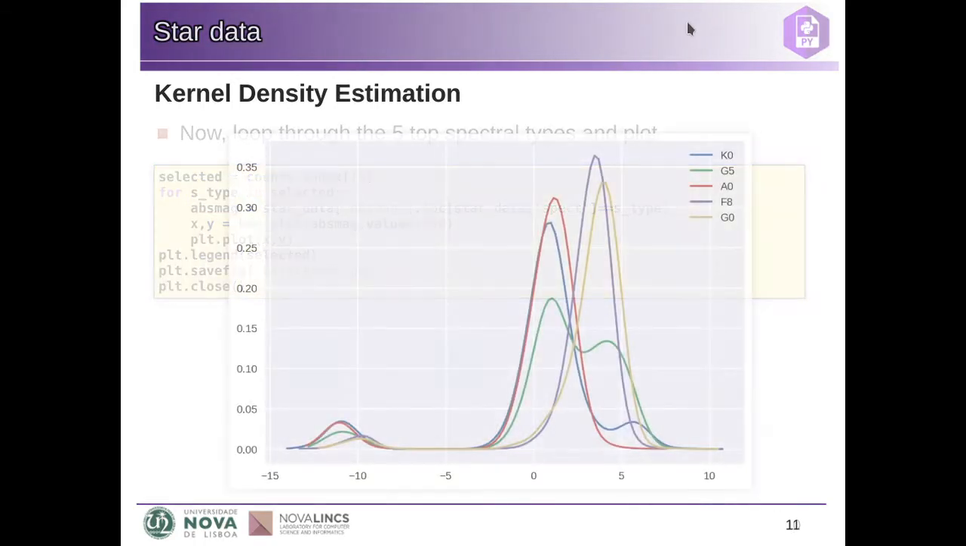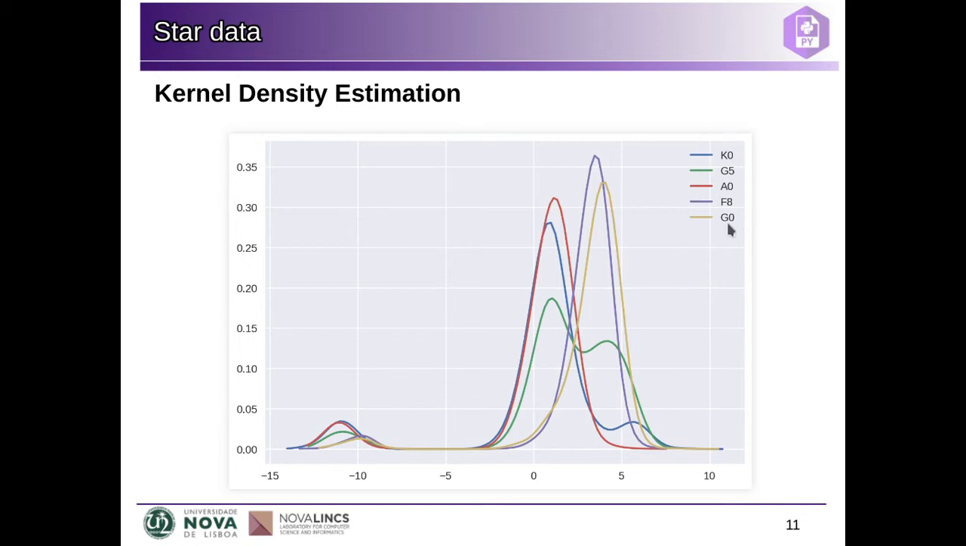Okay, so this is the result. We have here the 5 most common spectral types in order, K0, G5, and so on. And we have the kernel density estimation curve for all of them. Note that these distributions work similarly to a histogram, but they smooth the curve a bit, because they use this Gaussian kernel to add up the contributions of the different points.